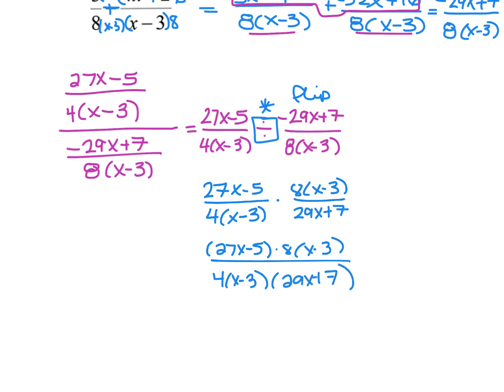So at this point, I can now start canceling off anything I see in common because they are going to be able to cancel out now that I have a really big multiplication problem. So I have x minus 3 and x minus 3 that can cancel out. I also notice that the 8 and the 4 can become 2 over 1, so I can simplify that a little bit. So as a result, I'm left in my numerator with 2 times 27x minus 5. And in my denominator, this 1 doesn't really impact the negative 29x plus 7 at all, so it's just negative 29x plus 7. So that's my simplified expression here.